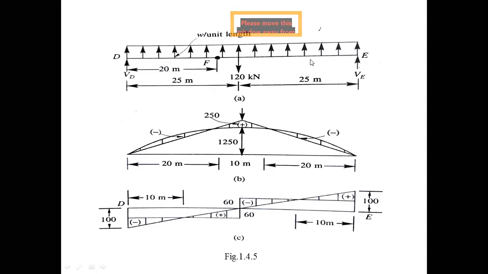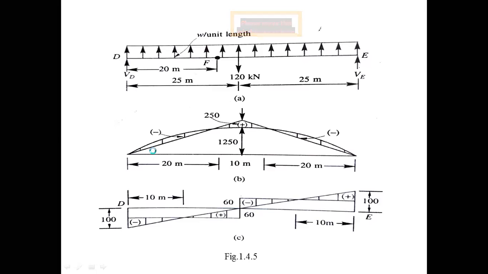A simple beam subjected to upward uniform distributed load. What is the formula for a uniform distributed load? WL square by 8. So you can use WL square by 8 where W is equal to 4. Then you get the ordinate. See here, parabolic, because it is a uniform distributed load. You draw the parabolic shape of the bending moment diagram like this. Follow my cursor position.